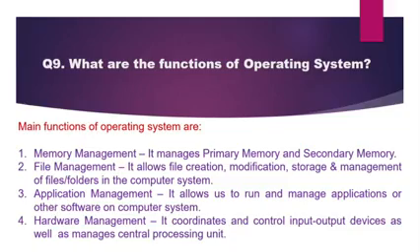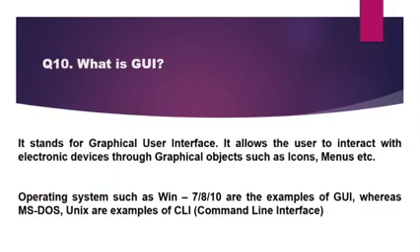Okay, now come to question number 10. What is GUI? It stands for graphical user interface. It allows the user to interact with electronic devices through graphical objects such as icons, menus, etc. Operating systems such as Windows 7, Windows 8, Windows 10 are examples of GUI, whereas MS-DOS, Unix are examples of CLI. CLI means where you give the command to the computer. We don't have any access such as icons, menus, etc. CLI stands for command line interface.